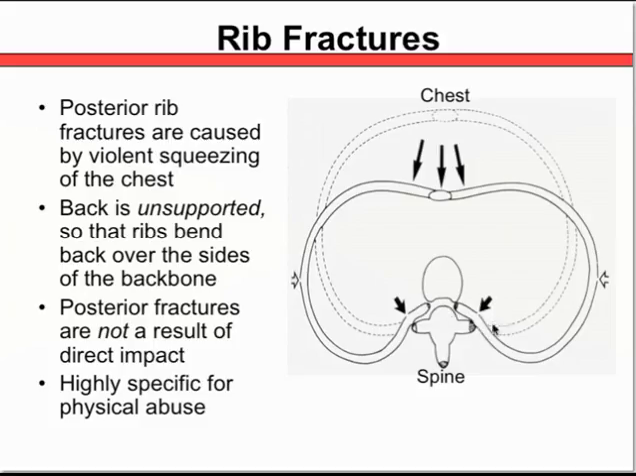The ribs actually crack on the inside surface of the rib, and we can sometimes see this if we do CT scans of the chest. Posterior rib fractures are highly specific for physical abuse. They are not seen with a direct impact to the back.